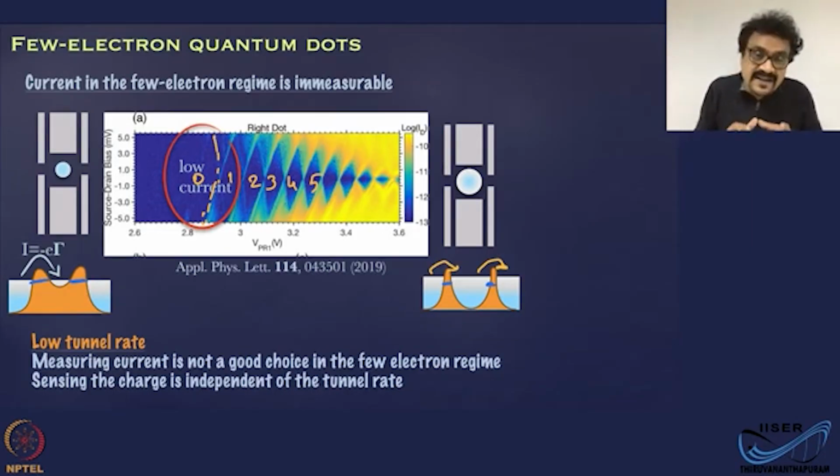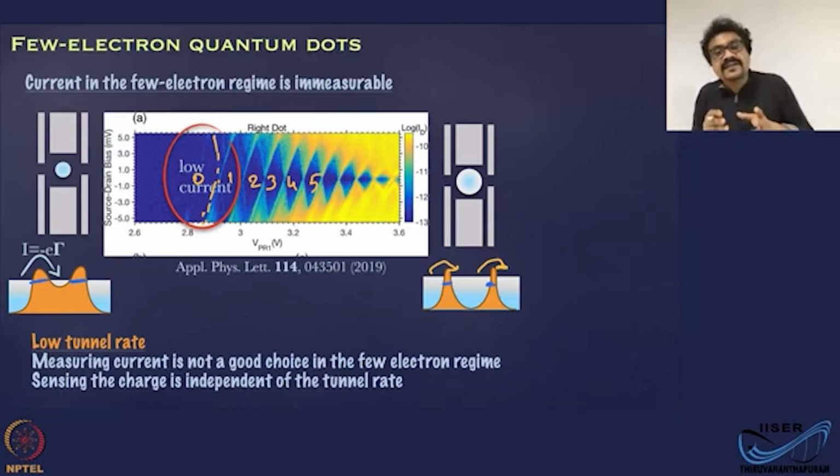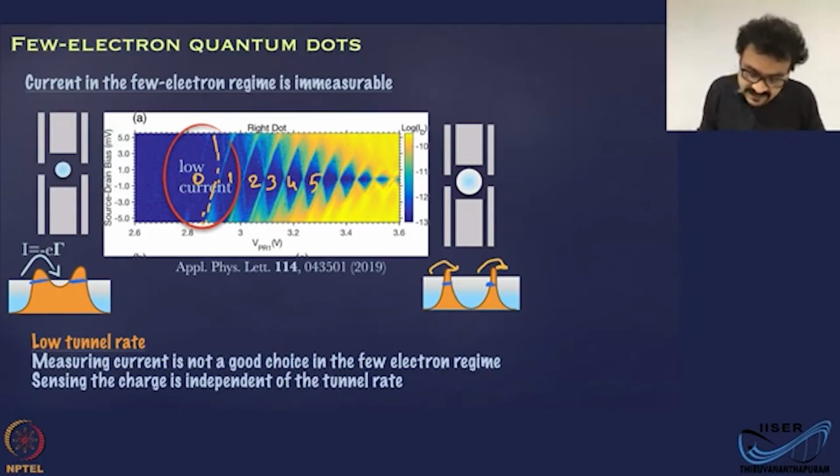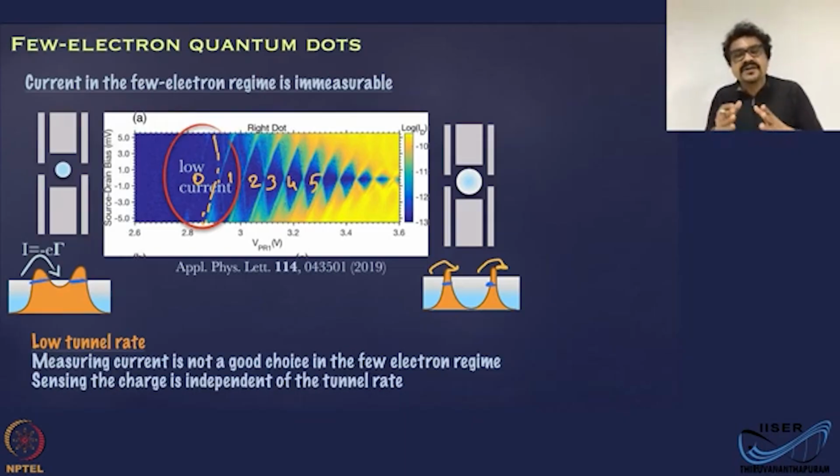So there is no guarantee that the dot is empty in this region. The current being low, or your not being able to measure the current, doesn't mean that the dot is empty. The tunnel rate could be very, very low, so that the current is beyond what you can measure, much lower than what you can measure with your current preamplifier.